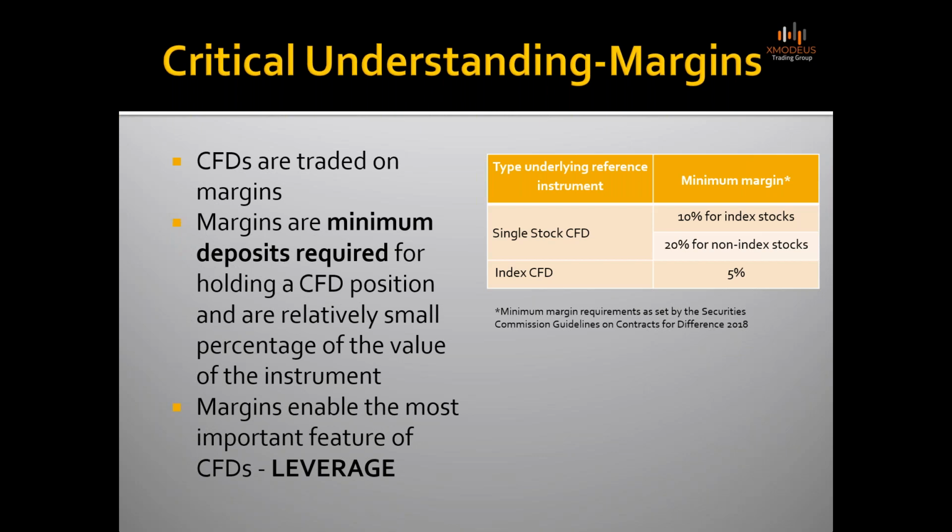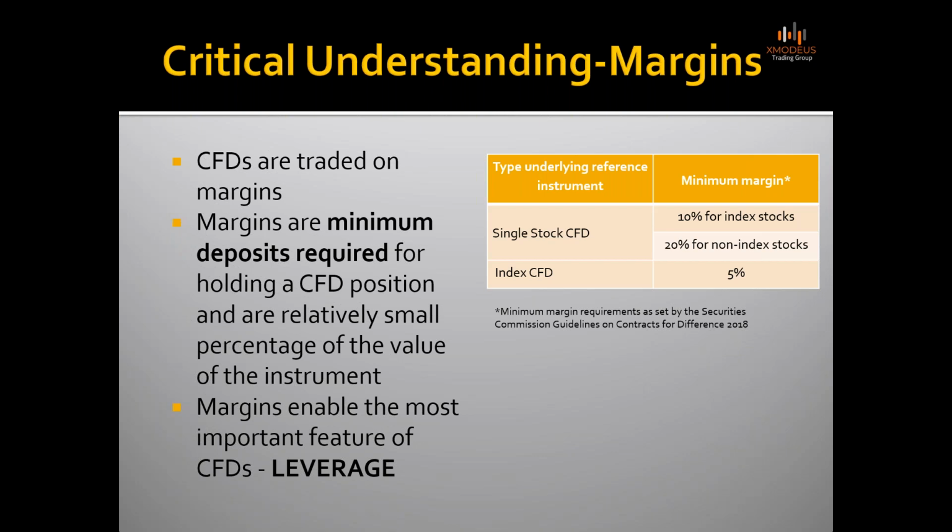Okay, so for index CFDs, currently they haven't been offered yet by Phillip Futures. The index CFDs is 5%. These are the recommended minimums by the Securities Commission, right? So you can see, for example, if you buy a blue chip top 30 stock on the KLCI as a CFD, you basically just pay 10%.